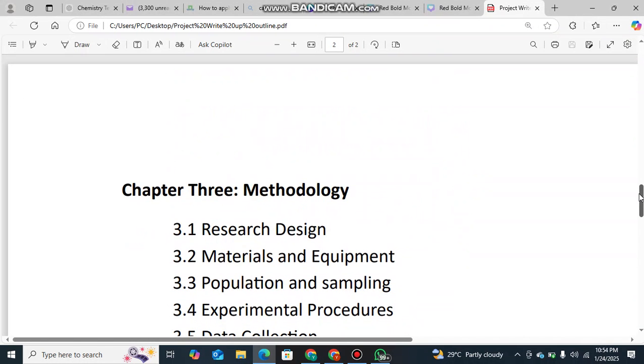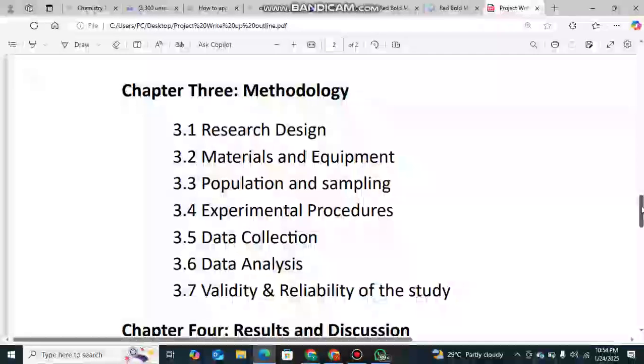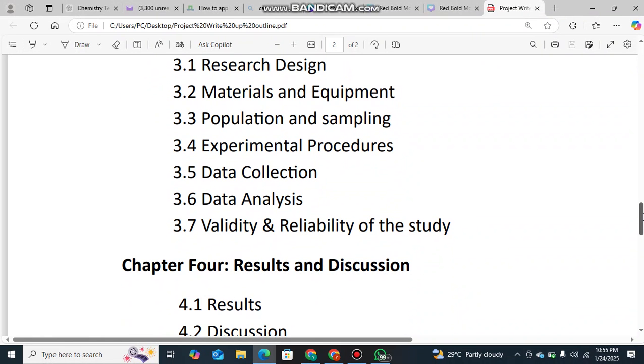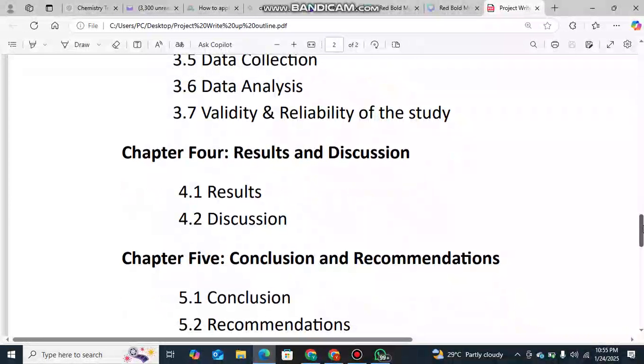2.7 is gaps in knowledge, and 2.8 is summary of literature review. Chapter 3, which is talking about the methodology, just like in other chapters, you also have subsections. We have 3.1 research design, 3.2 materials and equipment, 3.3 population and sampling, 3.4 experimental procedures, 3.5 data collection, 3.6 data analysis, and 3.7 validity and reliability of the study.